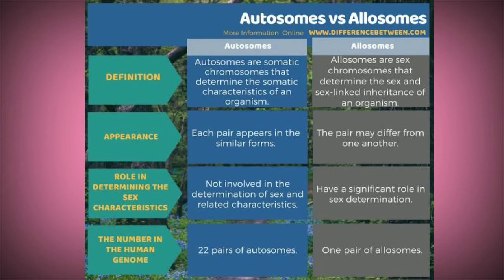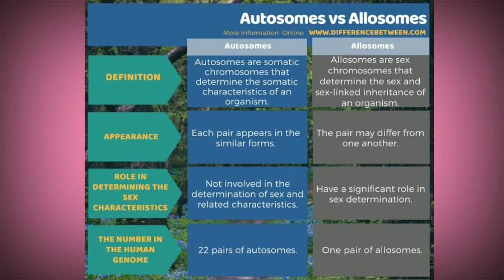Then comes the appearance. In the case of autosomes, each pair appears in similar form. All the pairs of chromosomes will be similar in structure. But in the case of allosomes, that is the sex chromosomes, the pairs may differ from one another, as for example XX in the case of female and XY in the case of male. Also in some cases, there may be only one sex chromosome for the female or for the male.